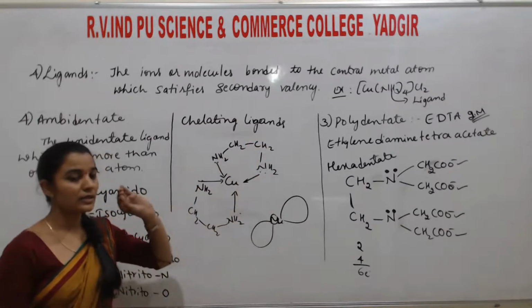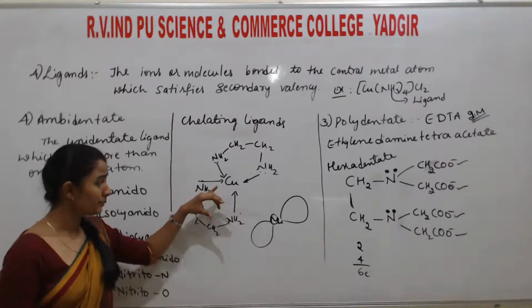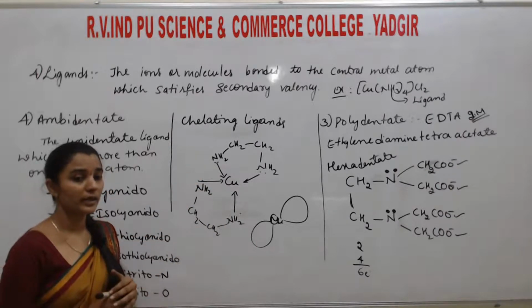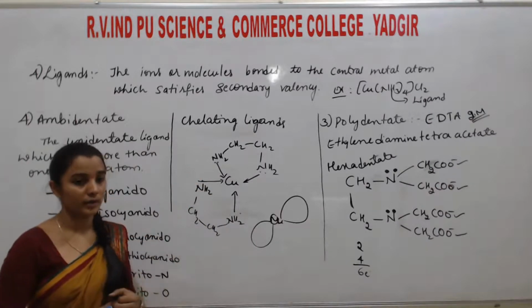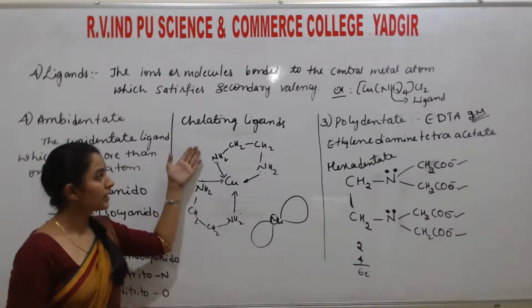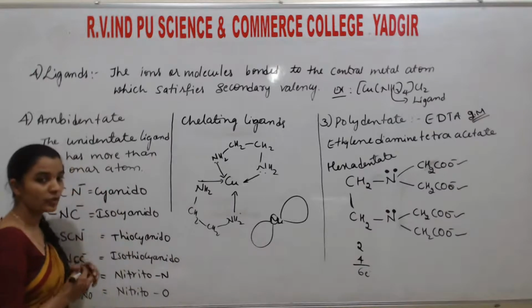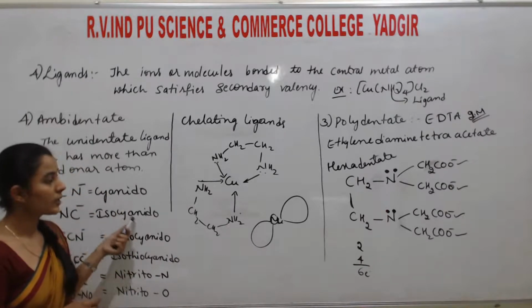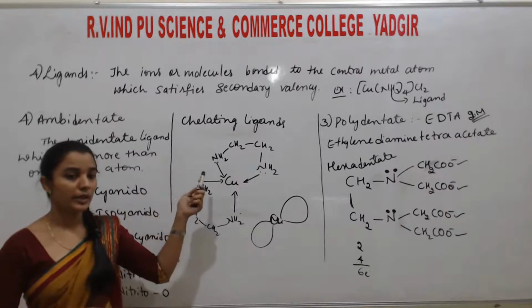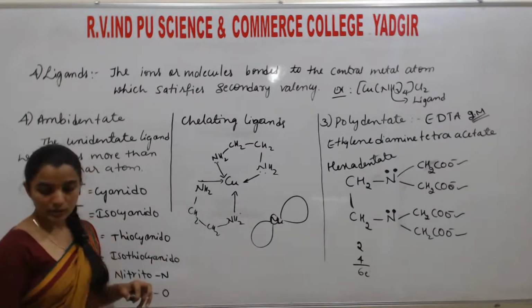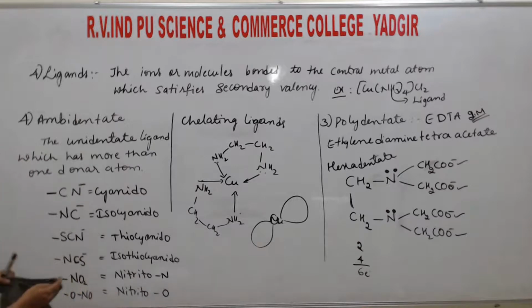Chelate means the enclosed, cyclic structure formed by ligands in which two or more donor atoms are there. Means bidentate, tridentate and polydentate. Now it cannot be possible in unidentate. It is possible only if bidentate and above donor atoms are there. Understood? So these are the types of ligands.